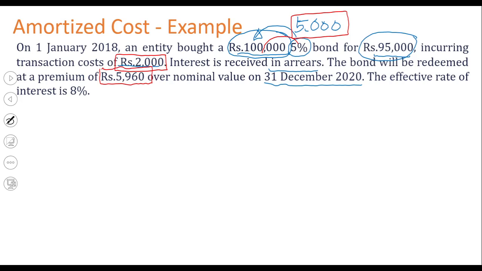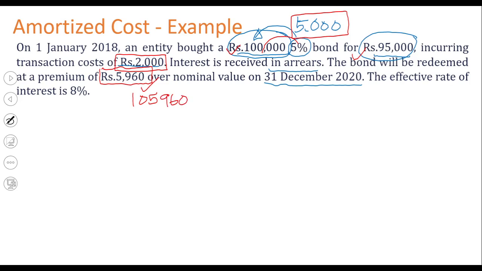not getting the initial 95,000 invested. We are not getting even the 100,000. We are getting the entire, I mean, like, we are getting 105,960. This is the amount that we are going to receive at the end.